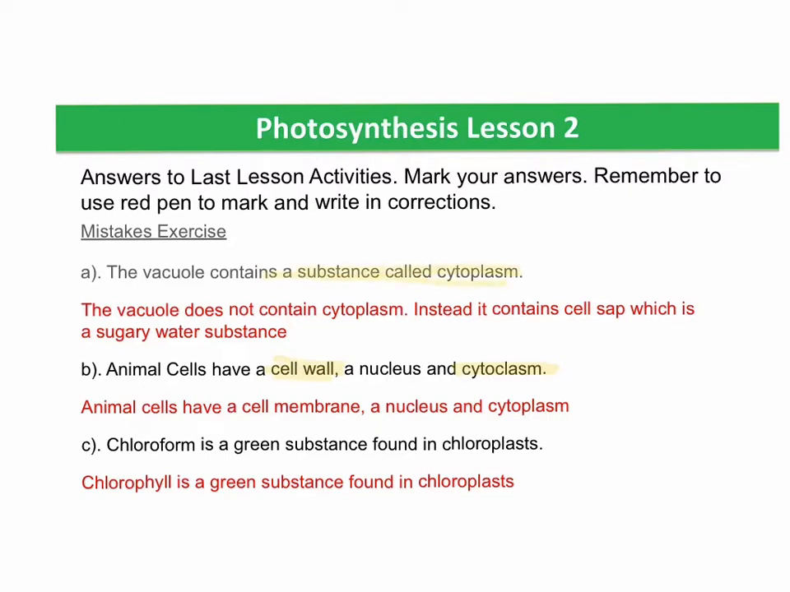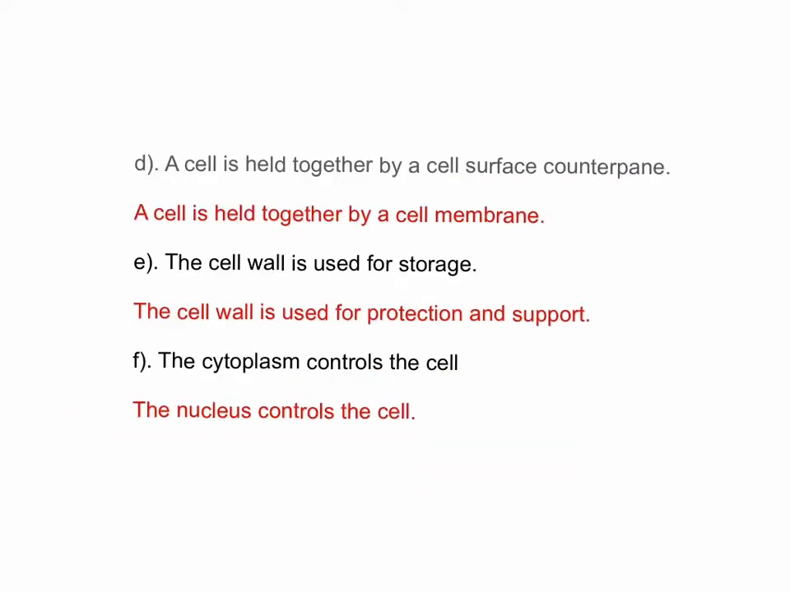Okay, part C, chloroform is a green substance found in plants. 1 mistake here, it's not called chloroform, it's called chlorophyll. Watch your spelling with this one because it's a hard one to spell. Okay, the last few. A cell is held together by a cell surface counterplane. It's not called a cell surface counterplane, it's called a cell membrane. So that was the mistake there.